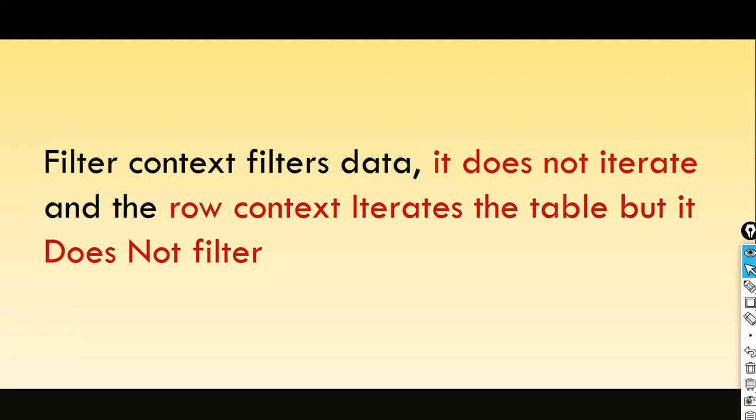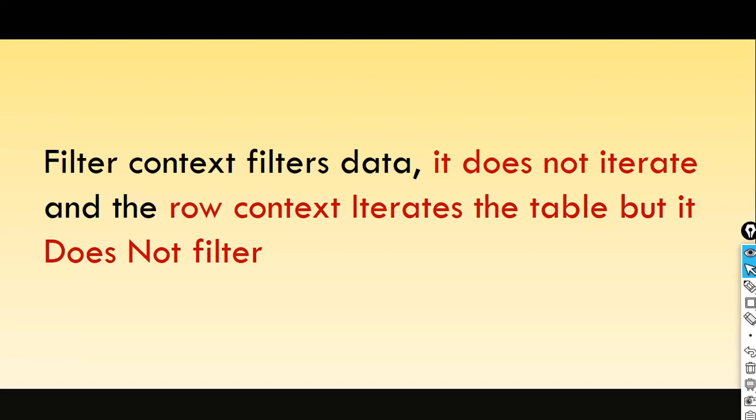Okay, and apart from this, we have seen that DAX creates filter context when we use a matrix or a table by using fields on rows and columns, slicers and filters. Remember this, okay? And remember this very well. The row context does not propagate through relationships automatically.